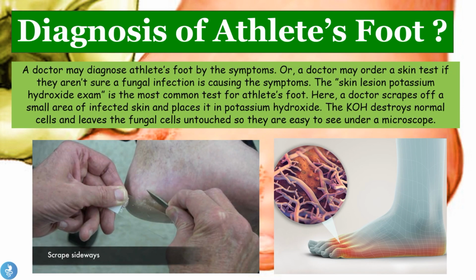The diagnosis of athlete's foot. A doctor may diagnose athlete's foot by the symptoms, or a doctor may order a skin test if they aren't sure a fungal infection is causing the symptoms. The skin lesion potassium hydroxide exam is the most common test for athlete's foot. Here, a doctor scrapes off a small area of the infected skin, as we can see in this image down below, and places it in potassium hydroxide. The potassium hydroxide destroys the normal cells and leaves the fungal cells untouched, so that they can easily be picked up and seen under a microscope.